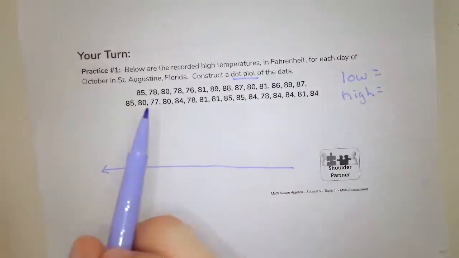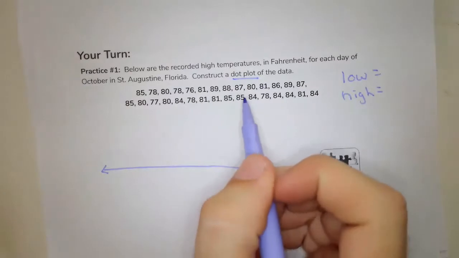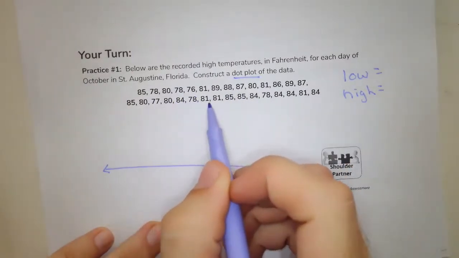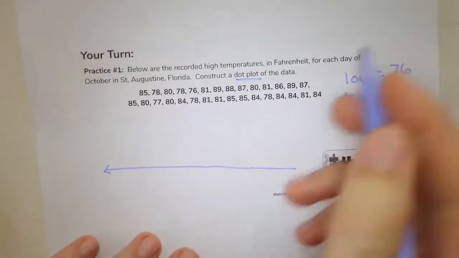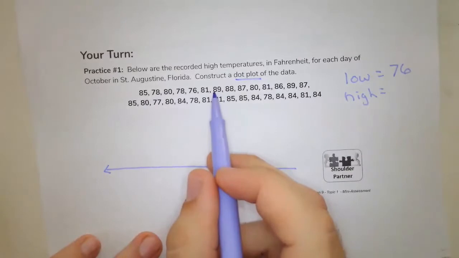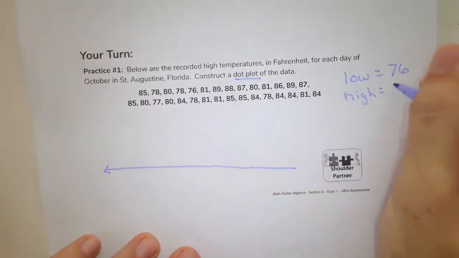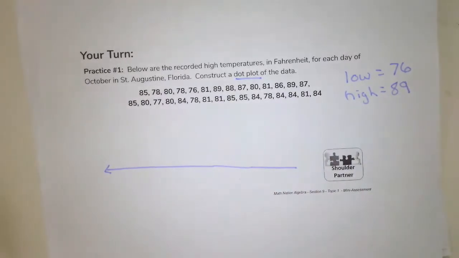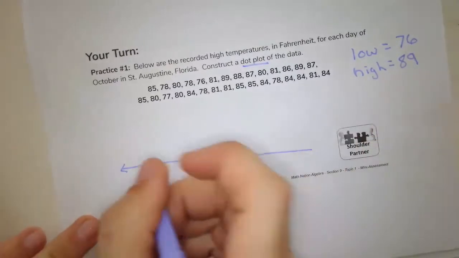So if we look at this, we're going to see that our low, if we look, oh, 76 maybe. Yeah, our low is going to be 76. And our high, 89. Anything higher than 89? No, we'll say 89. So we want to make a number line from 76 to 89.